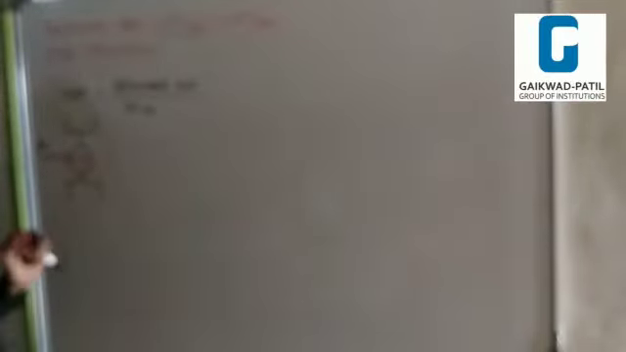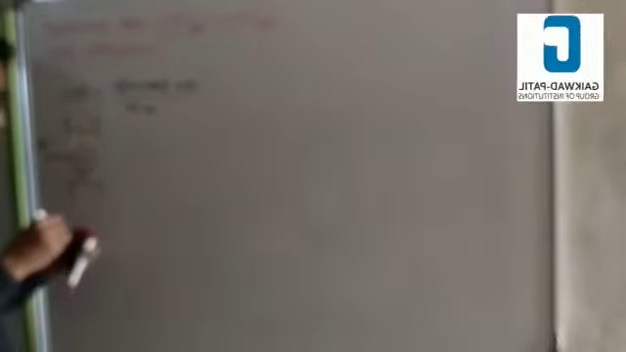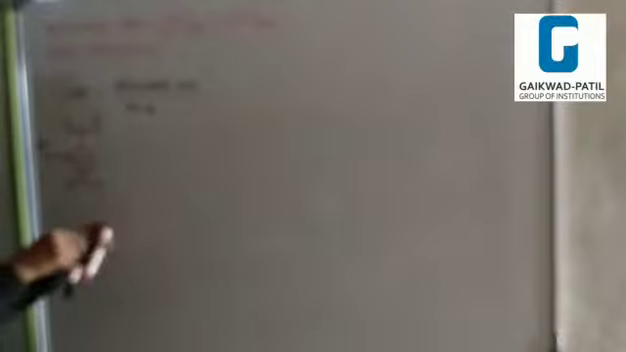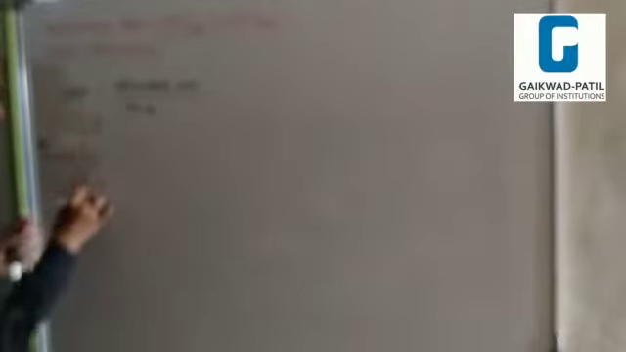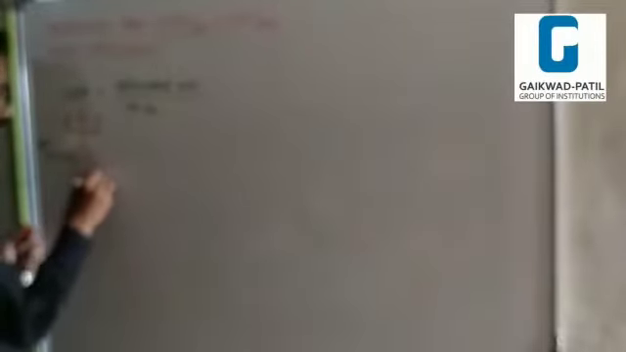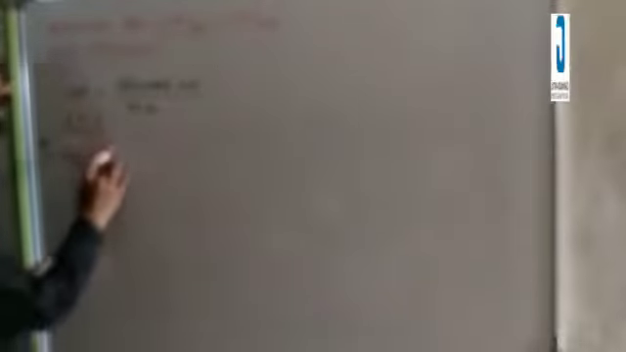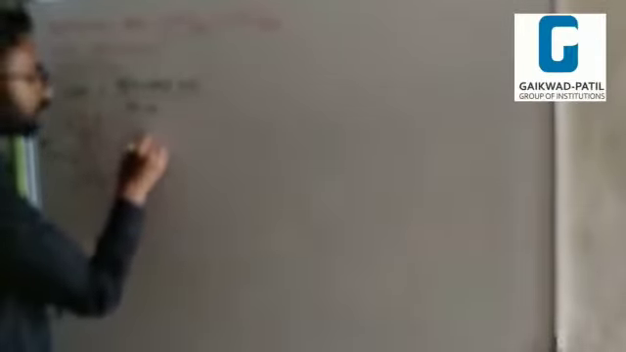What is the main motto of the heat pump? The heat pump maintains a higher temperature as compared to the surrounding. Here the temperature is TH, here the temperature is TL. Heat will be supplied as QL and this one is QH. Now, what is the desired effect in the case of the heat pump?